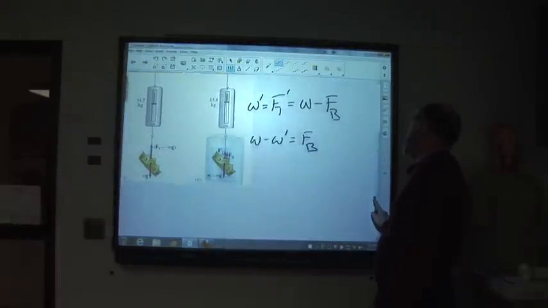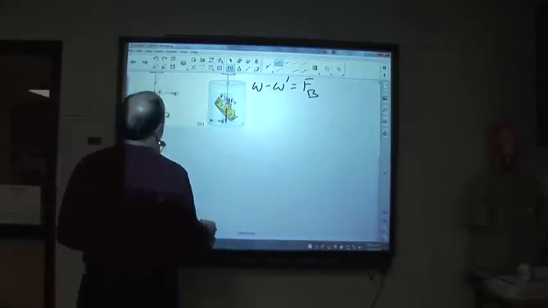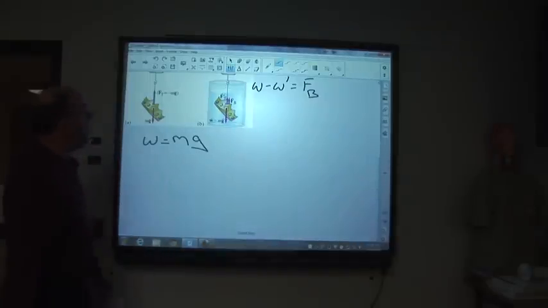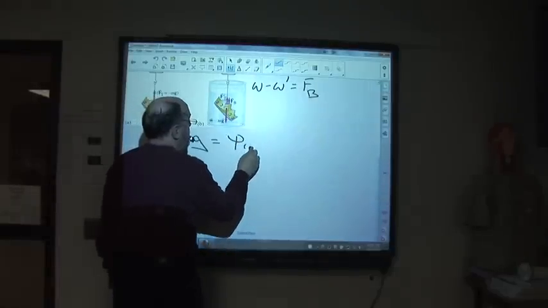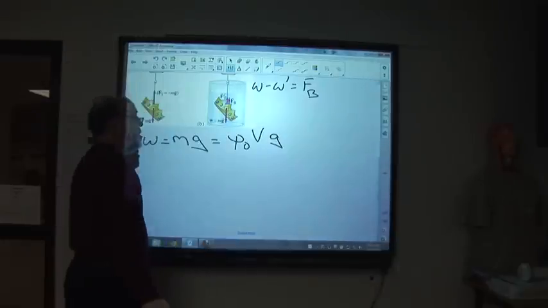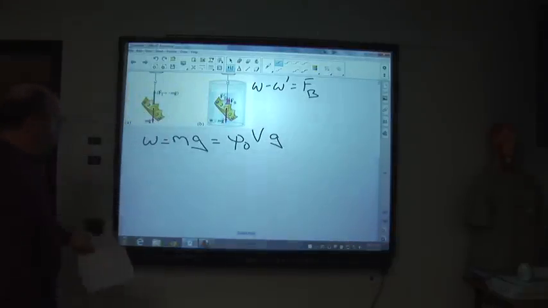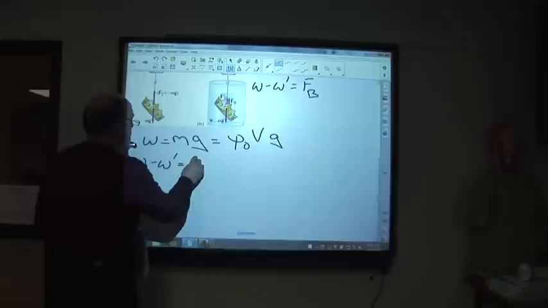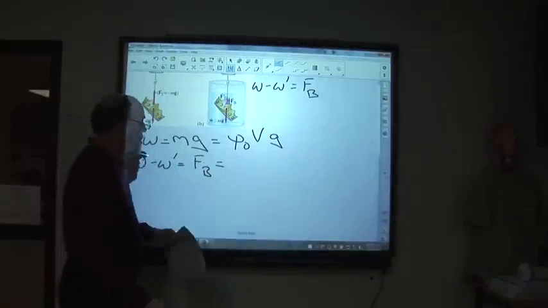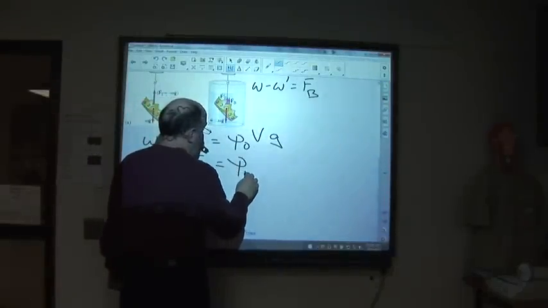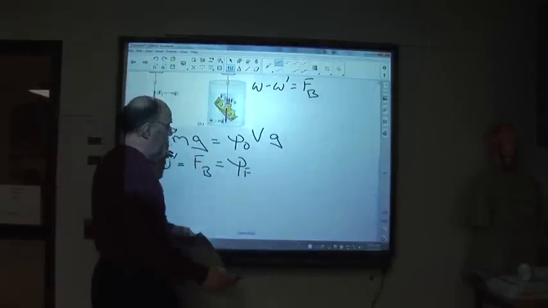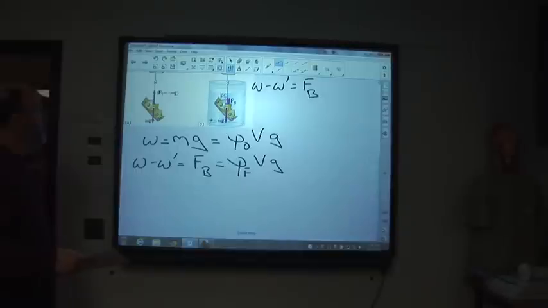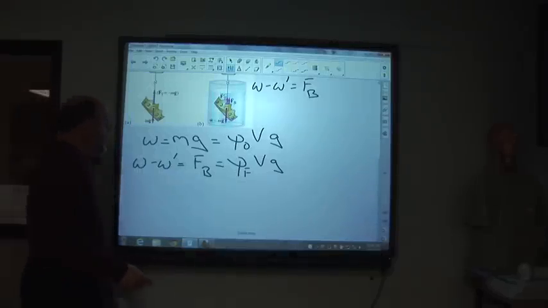We also have, in terms of this, that W here is given by mass times gravity, which will be equal to the density times the volume times G. We also have that W minus W prime, which is equal to the buoyant force, is also given by the density of the fluid times the volume times G. And so we can look in terms of the ratio of these two quantities.